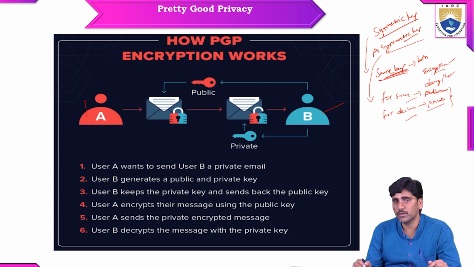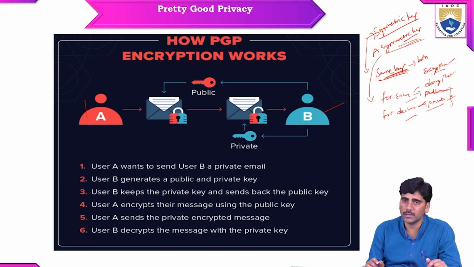But for both encryption and decryption process, we are using the same key. The name itself is symmetric key encryption. And if we use both keys, like public key and private key, for the encryption and decryption process, we are using asymmetric key. So now from this figure, from this diagram, we understand how PGP encryption works.